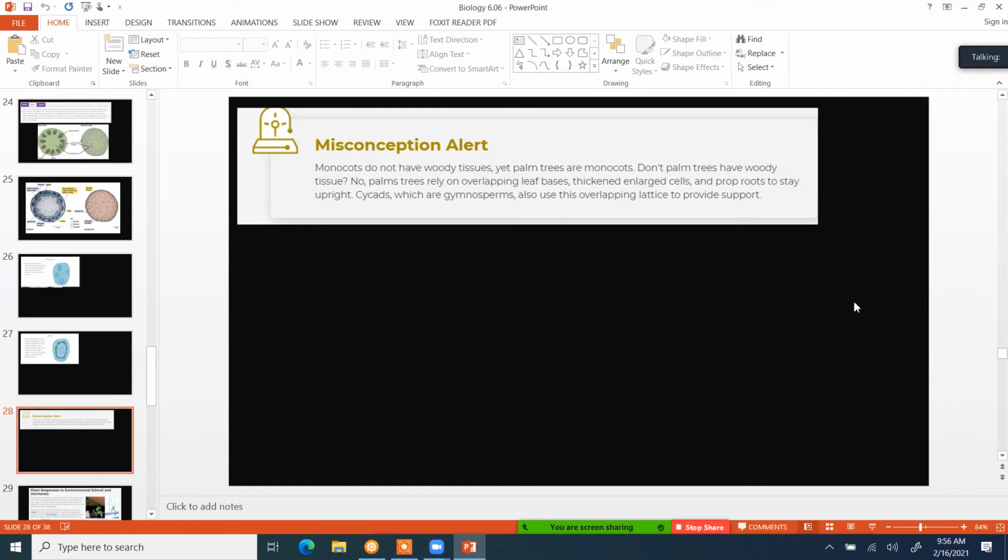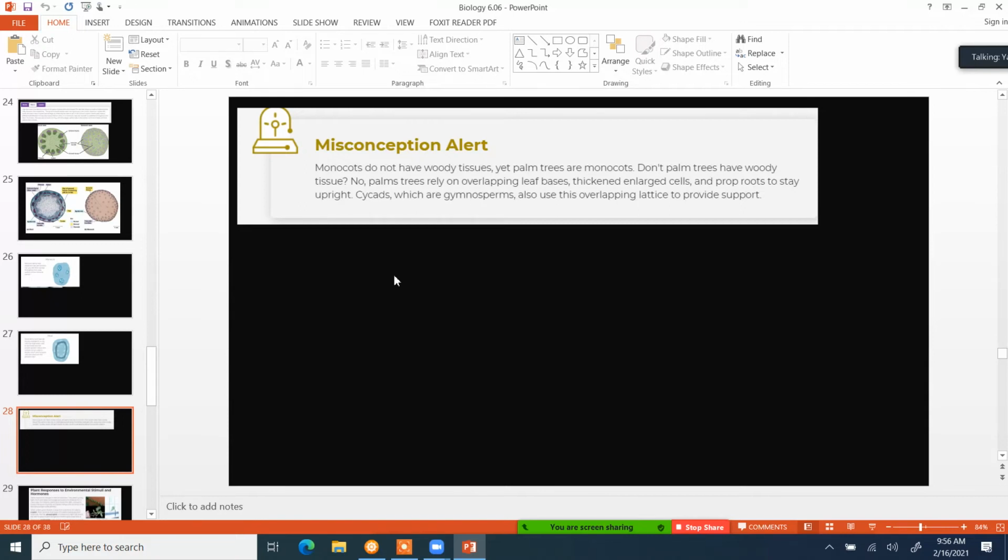All right. So this is kind of like a random fact almost. They were mentioning that palm trees are monocots. So, don't palm trees have woody tissue? Because if you see a palm tree outside, it looks like a tree. Doesn't a palm tree have woody tissue, like sclerenchyma, and all that?